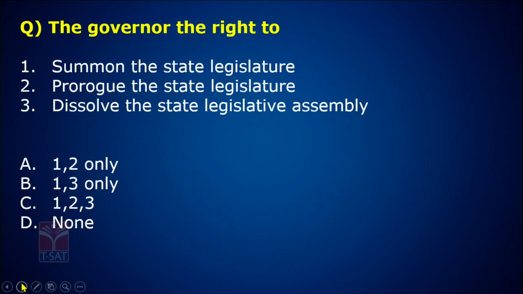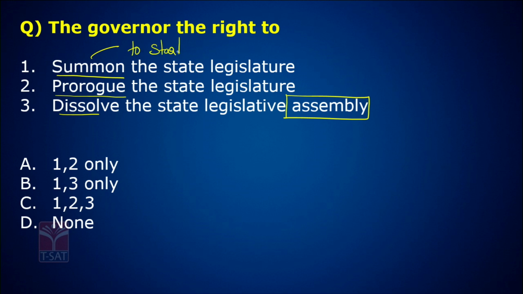Next question. What are the rights of the Governor? The Governor has the right to summon the state legislature, prorogue the state legislature, dissolve the state legislative assembly. Excellent. Now, what is the meaning of summoning? Summoning means to start. Prorogation, to stop. Dissolution, dissolve for a temporary period.